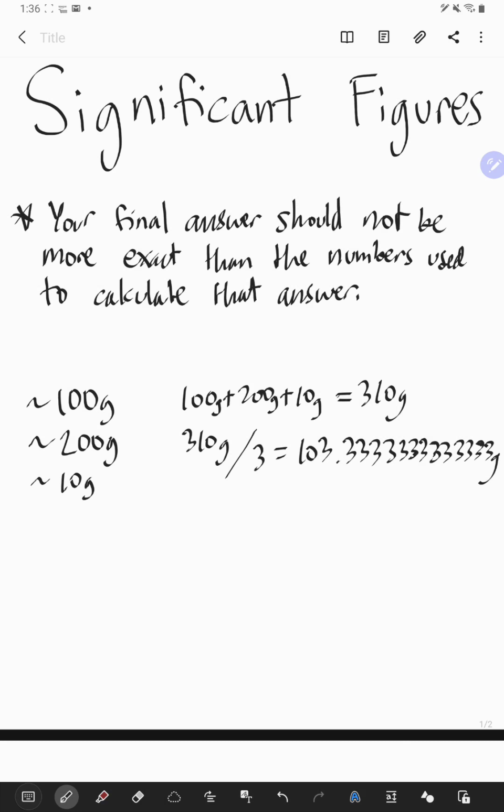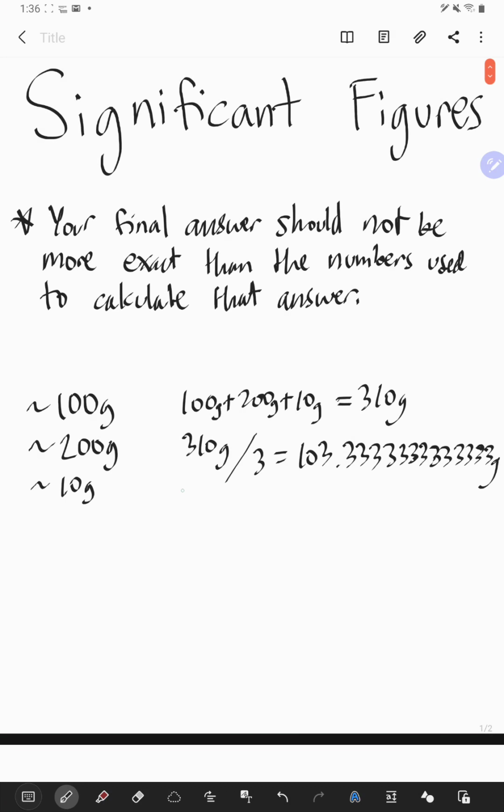So 100 plus 200 plus 10, there's going to be one significant figure. So the actual answer using significant figures would be 100 grams. Because we're going to take this value that we calculated and round it to one significant figure. So notice one significant figure, one significant figure, one significant figure. So our answer should be one significant figure.